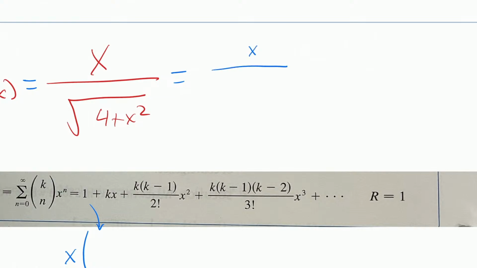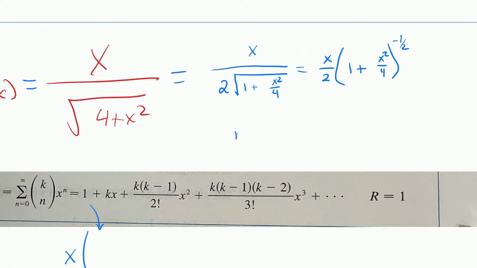First thing I want to do is factor out 4, and that's going to put a 2 out here. This is going to be the square root of 1 plus x squared over 4. If you don't believe me, I'll explain the algebra. 2 squared is 4. When you multiply 4 times 1, you get 4. When you multiply 4 times this, you get x squared. So a little bit of algebra there. Now I can write it as x over 2 times 1 plus x squared over 4, to the negative 1/2.